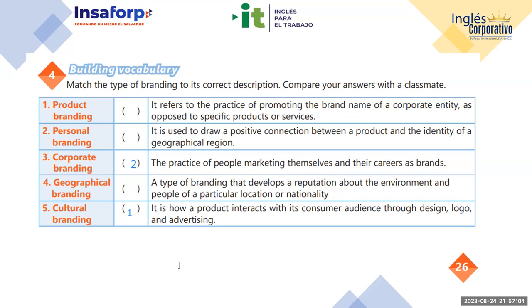Number three, corporate branding. It refers to the practice of promoting the brand name of a corporate entity as opposed to specific products or services. Great, excellent. And number four? Number four is used to draw a positive connection between a product and the identity of a geographical region. Sounds good. And finally, number five, a type of branding that develops a reputation about the environment and people of a particular location or nationality. Excellent. Great job, the answers are correct. Thank you so much for sharing.